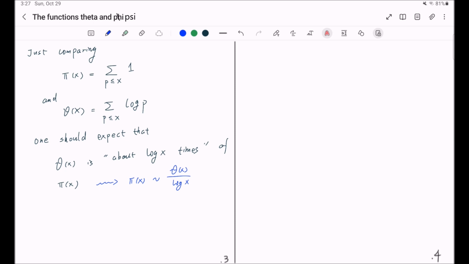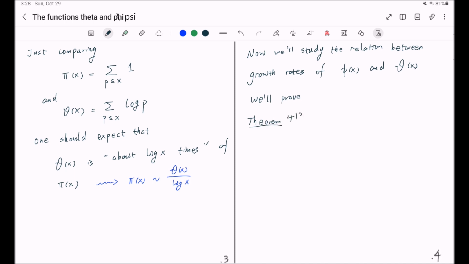And now we'll study the relation between the growth rates of psi of x and theta of x. And we'll prove, this is Theorem 4.13 in Hardy's book, psi of x is equal to theta of x plus big O of this function, square root of x times square of log of x.